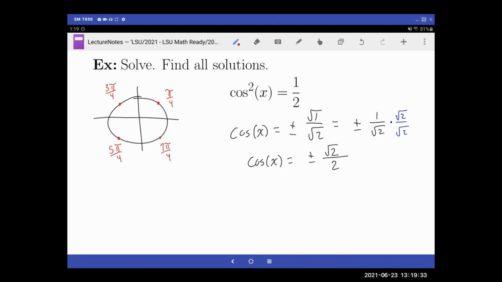7 pi over 4, and so on. So it goes around and around and around. All right, and so instead of writing out this as 4 separate things, I could do that. Instead of doing it that way, I'm going to do it a shorthand way.